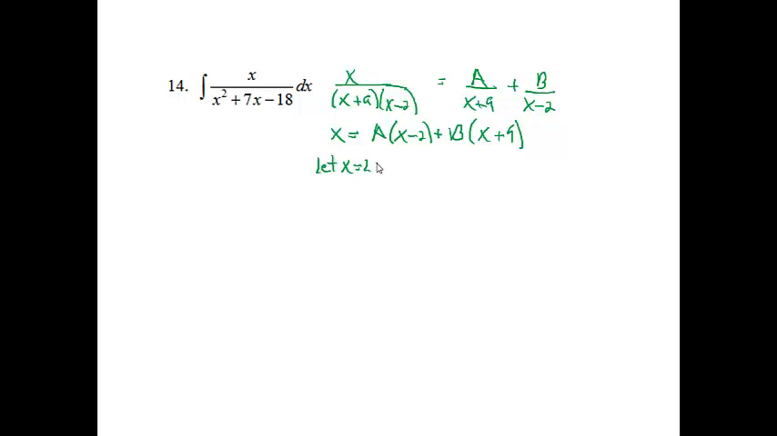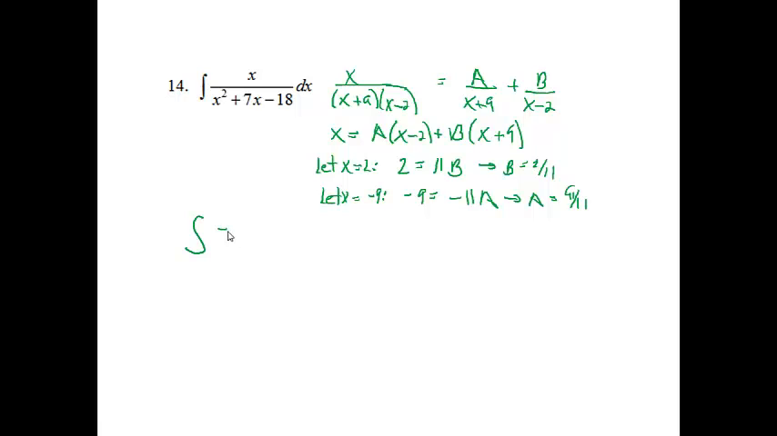First of all, I'm going to let x equal 2. And if I do that, I'm going to get 2 equals 11B, which means B is equal to 2/11. And then when we let x equal negative 9, we've got negative 9 equals negative 11A. So A will equal a positive 9/11ths. So when I write my integrals, it'll just be 9/11ths over x plus 9 plus the integral of 2/11ths over x minus 2.